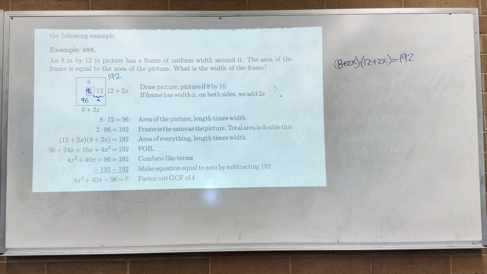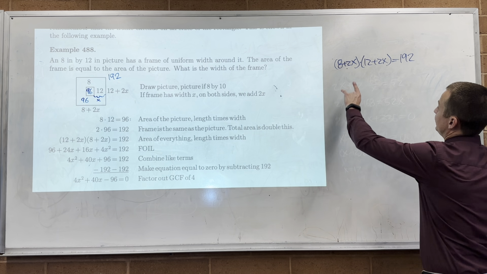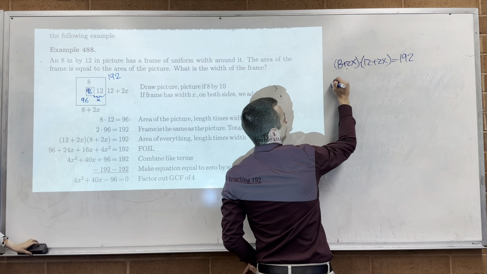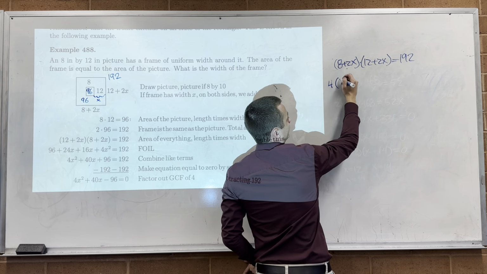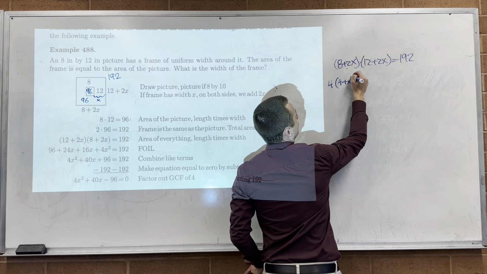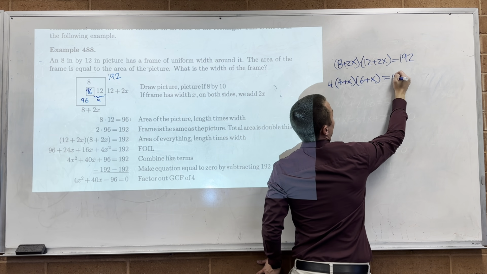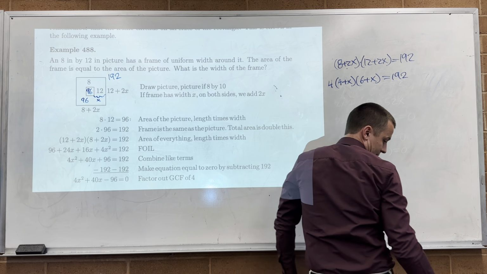With me? Okay, first thing I'm going to do is factor 2 out of both of these. So factor 2 out of this and factor 2 out of this is a total of factoring out 4. When I take 2 out of this, I'm left with 4 plus x. And when I take a 2 out of this, I'm left with 6 plus x. Equals 192. You with me?